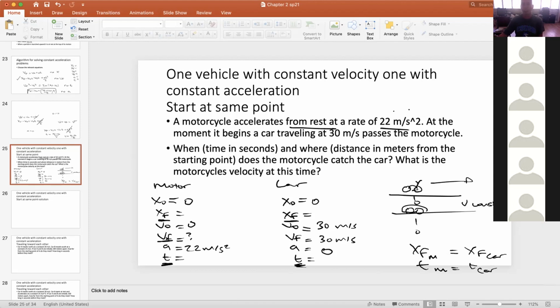Because what's going to happen is the car is, after some time, going to be here, and the motorcycle is going to accelerate and eventually catch up to the car, right? We want to know the time. Well, how do you know that? Is it just that you're supposed to intuitively know they're going to end in the same spot? Yep, they have to. It's physics, right?